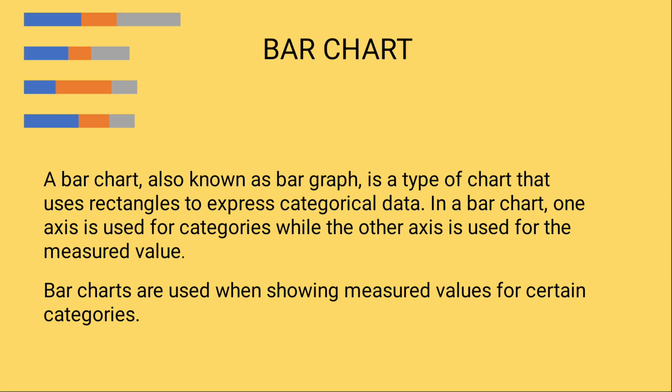Bar chart. A bar chart, also known as bar graph, is a type of chart that uses rectangles to express categorical data. In a bar chart, one axis is used for categories while the other axis is used for the measured value. A bar chart is also categorized by two parts, the horizontal and the vertical bar charts. Bar charts are used when showing measured values for selected categories.